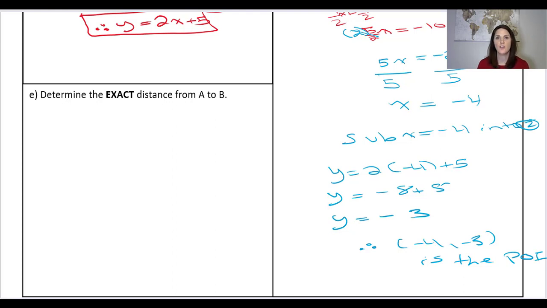So now we have our 2 points that are on this new line segment, the shortest distance. So we're going to substitute that into the distance formula to find the exact distance. Remember, for the exact distance, we're going to leave our final answer as a square root.